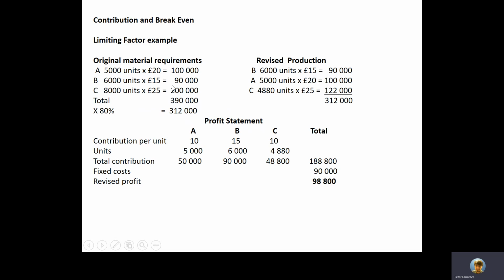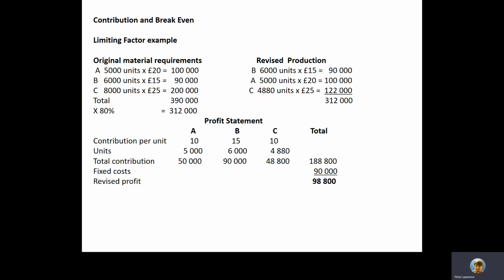Now we can't make the full 8,000. So 122,000 divided by 25 would mean we can make 4,880 units. So we have revised our production plan to use the available materials to provide us with the most profit. We can then calculate the total profit achieved as contribution multiplied by the units made, deduct those fixed costs, and our profit would be 98,800.